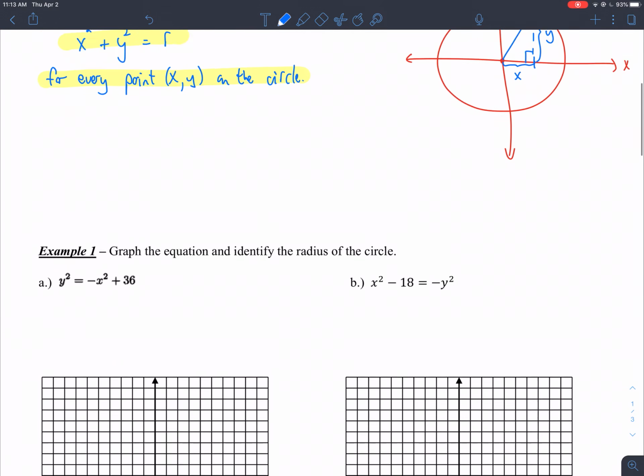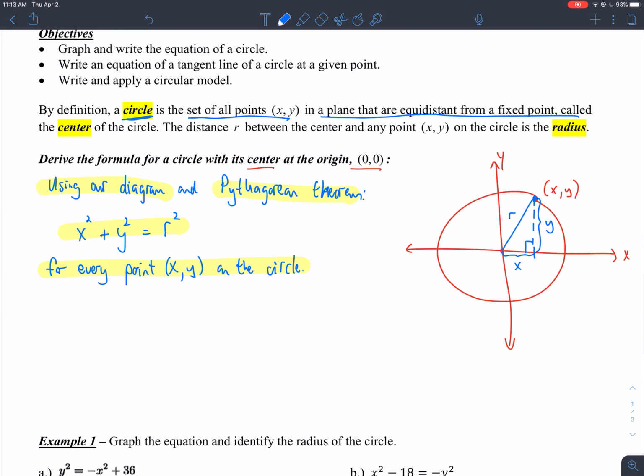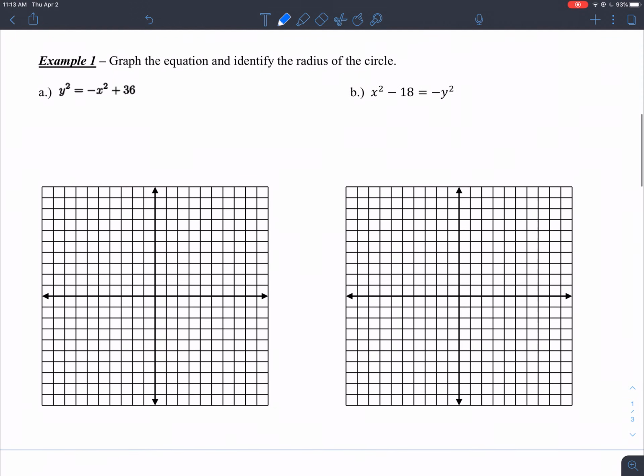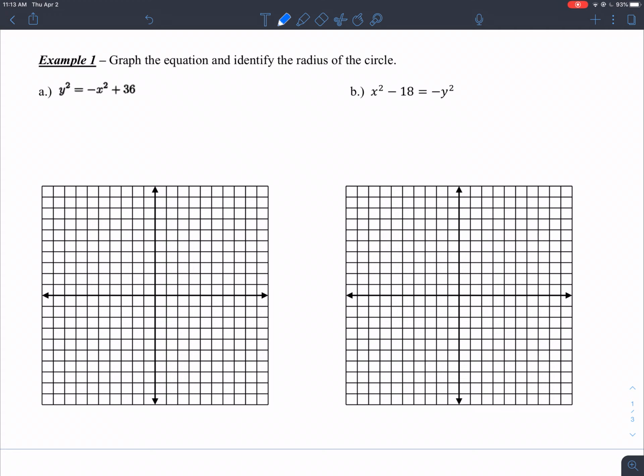Okay, so that's the equation of a circle. It's that simple. It's really beautiful. X squared plus y squared equals r squared, as long as the center of the circle is the origin. Okay. So here's a question that says graph the equation, identify the radius.